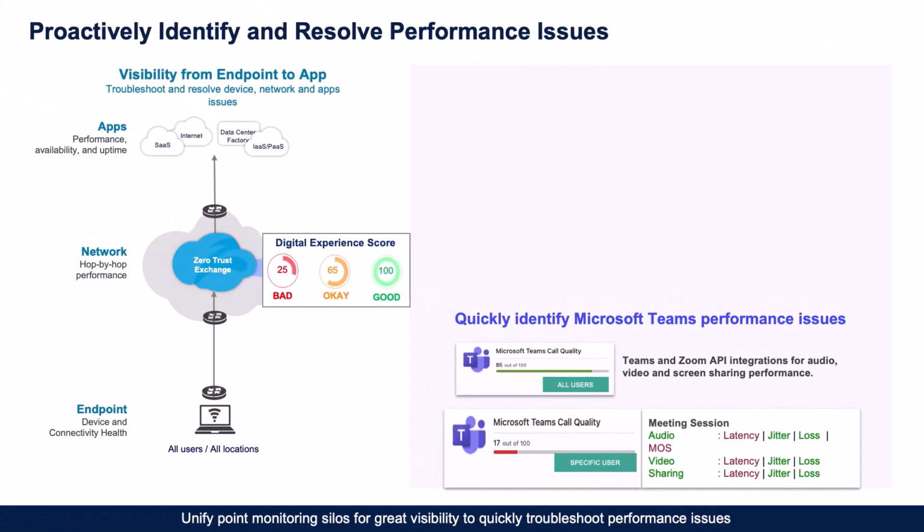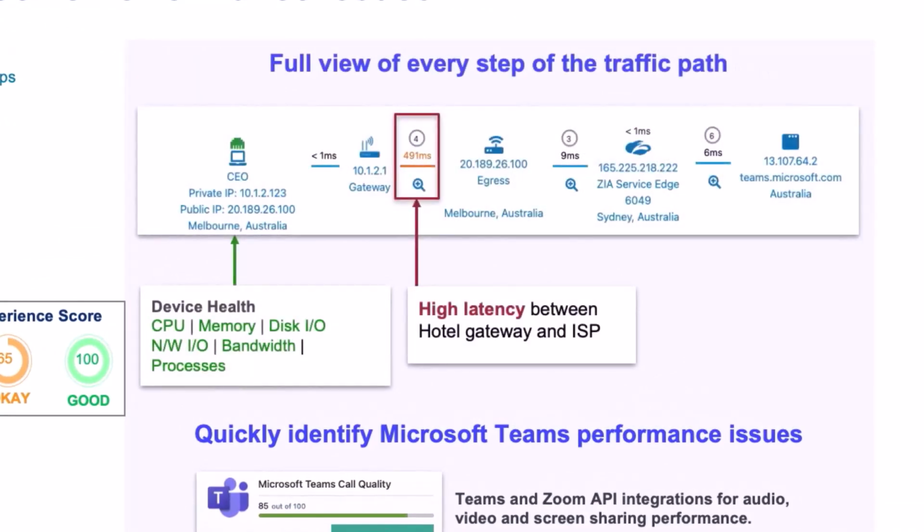In another example, you see on this diagram a CEO's laptop. The CPU looks great, the memory, disk, all of that is good, but the CEO is still facing latency while connecting to an application. We see that in the path, there is high latency between the gateway and the portal's gateway and the egress service provider. This ability to pinpoint quickly and take proper action is extremely important.